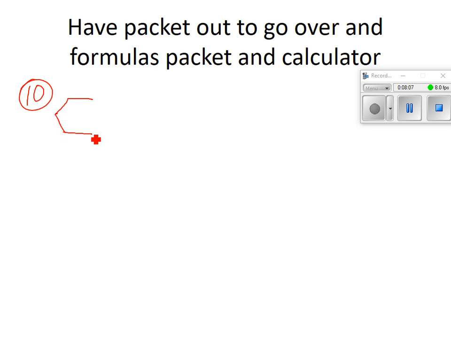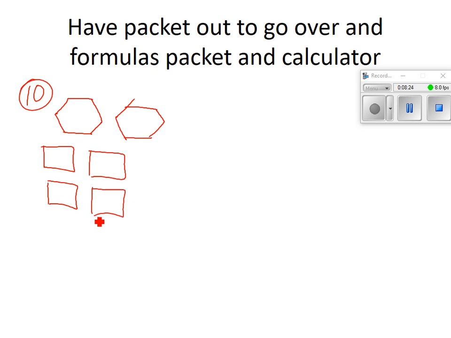So, how many hexagons do we have? 2. Yeah, sort of ugly, but. How many rectangles do we have? 6. What do we know about all the rectangles? All the rectangles this time happen to be all the same.